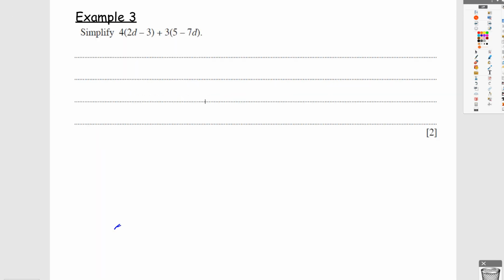In this third example, we're asked to simplify 4 open bracket 2d minus 3 close bracket plus 3 open bracket 5 minus 7d close bracket. Again, it's not telling us directly to expand, but to be able to simplify this with brackets, we need to get rid of these brackets by multiplying out. So let's look at this first bracket that we have here.